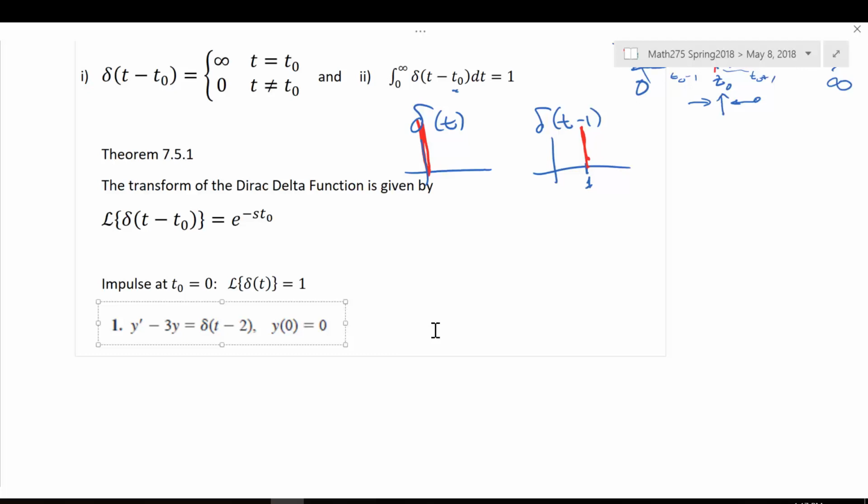Now, you can try to solve this using an integrating factor, but then you'd have to take the integral of the delta function, which you might be able to do. But the idea is that if you see a delta function in your equation and you're trying to solve this differential equation, then you definitely want to use the Laplace transform.